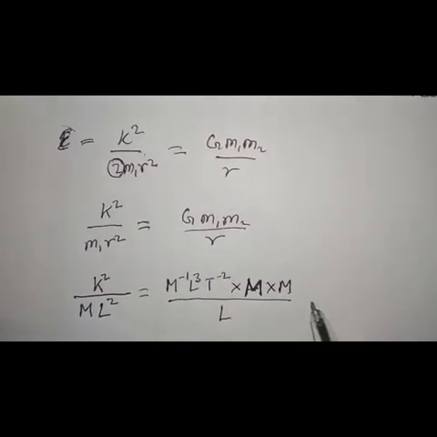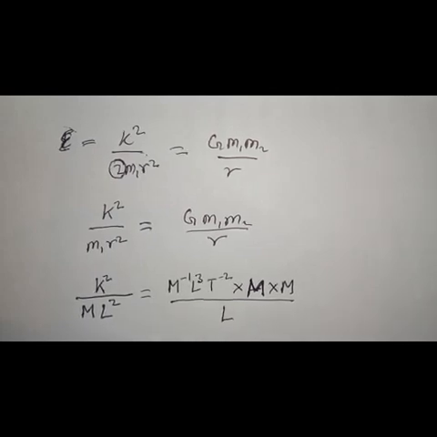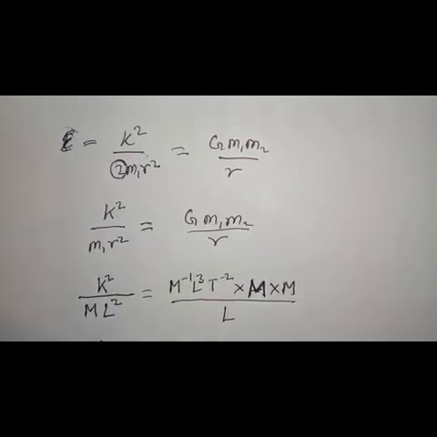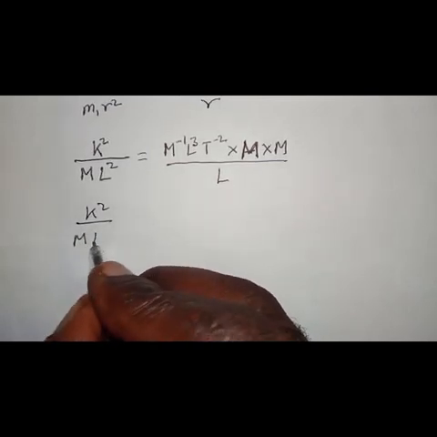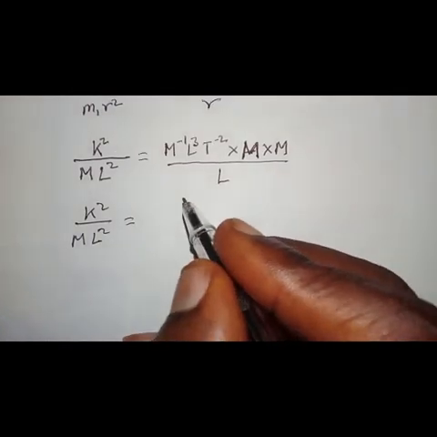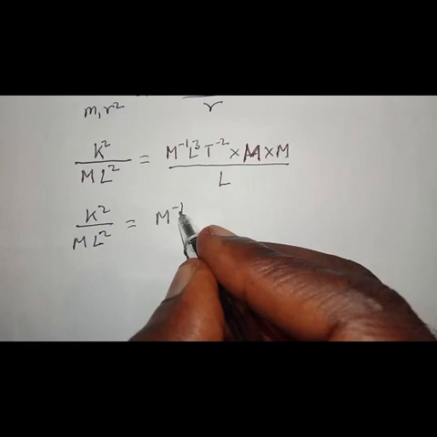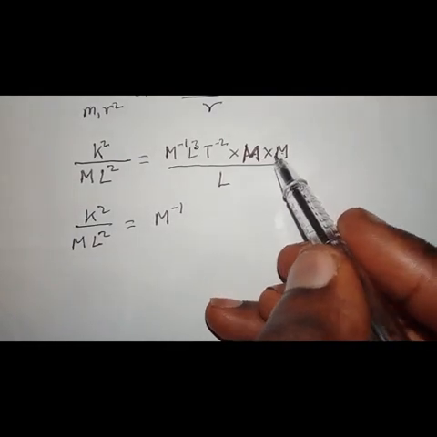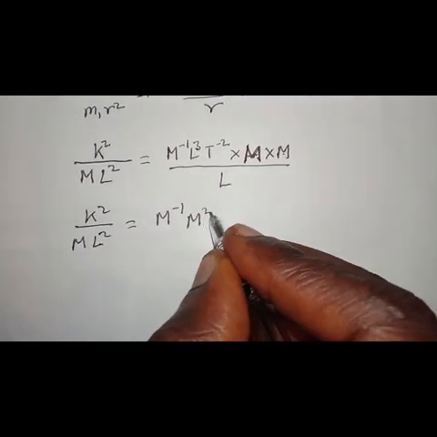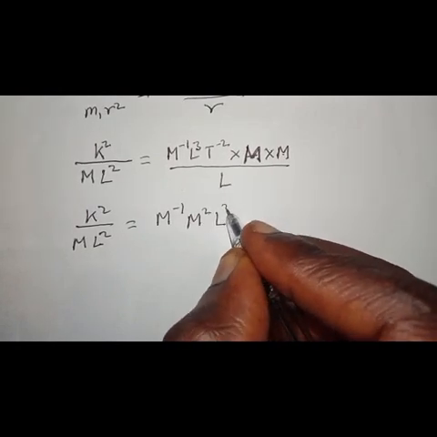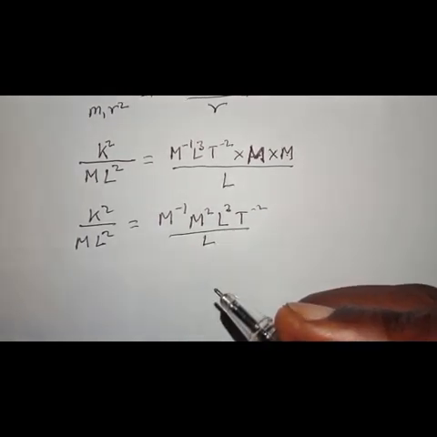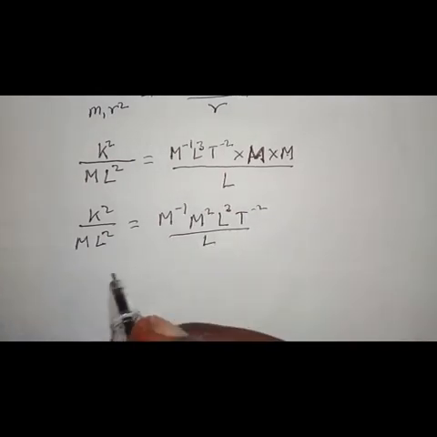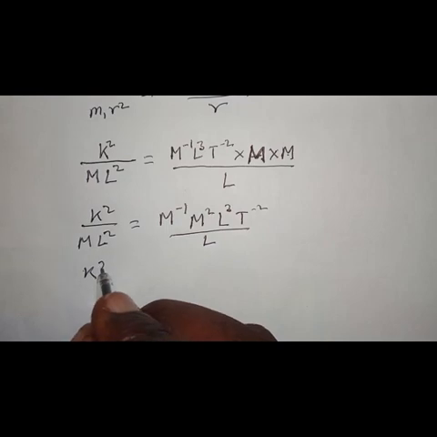So knowing this, we can put it together and collect like terms. This is now the simplification we are doing. We have k squared all over M L squared is equal to M raised to power minus 1. If you put these two M's together, M times M will give you M raised to power 2, L raised to power 3, and T raised to power minus 2 all over L. Okay, then we can cross multiply to have k squared L.